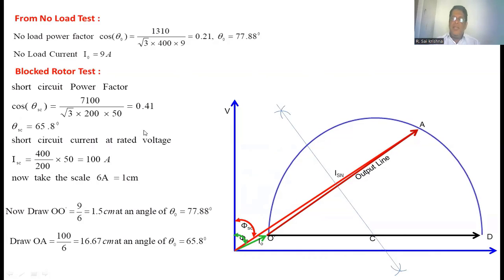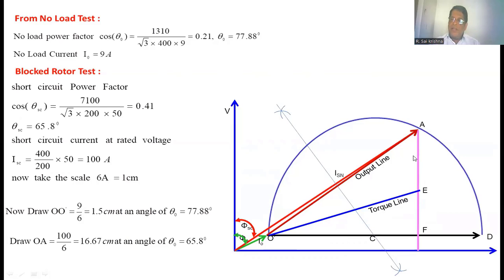Now in the numerical itself, it is given the stator copper loss equal to rotor copper. So you have to draw one line from A perpendicular to the x-axis. AF you have to divide equally. You are getting the point E. From the point E, you join O dash, you are getting the torque line.